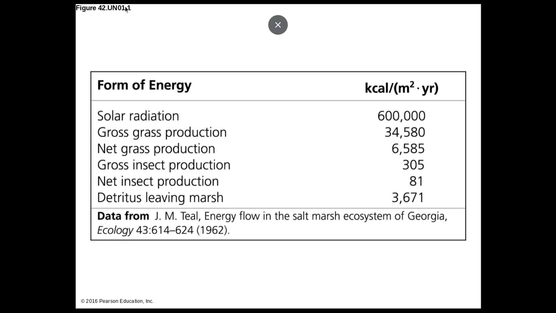This chart just shows us some examples of the energy flow in the ecosystem of Georgia. You can see we are getting a lot of energy from the sun, and then as we move higher, we're getting less and less energy.